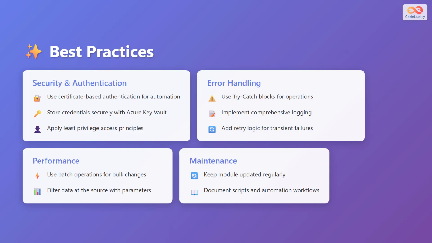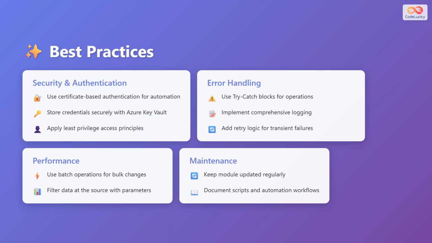For error handling, wrap your cmdlets in try-catch blocks to gracefully handle failures. Implement comprehensive logging so you can troubleshoot issues when they occur. Add retry logic for transient failures, as network issues or service throttling can cause temporary errors.